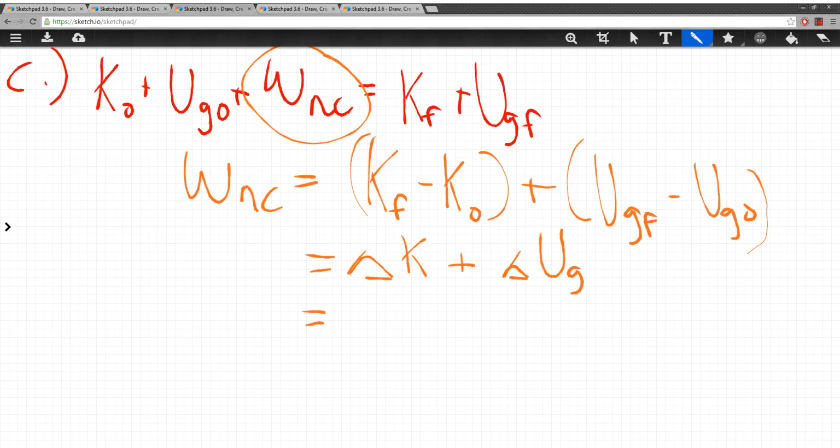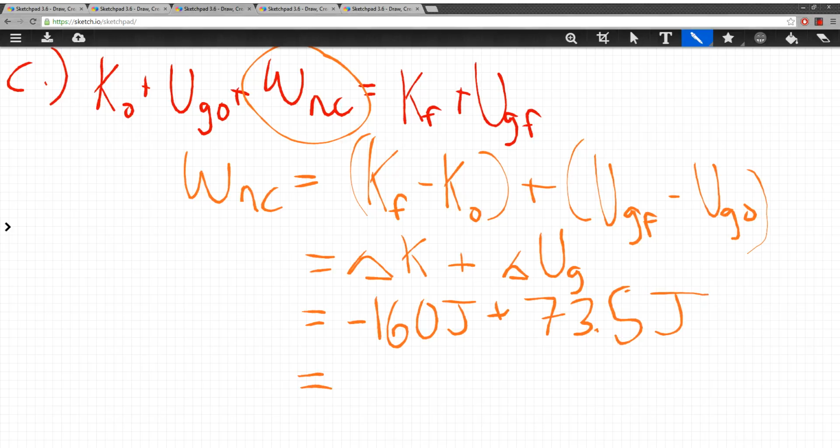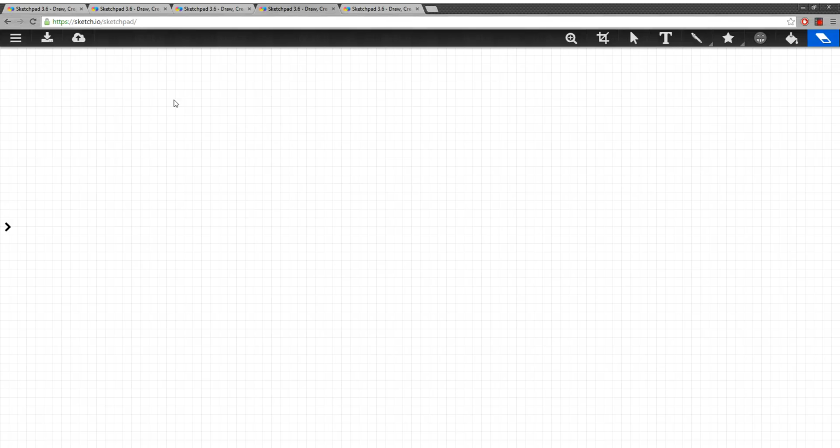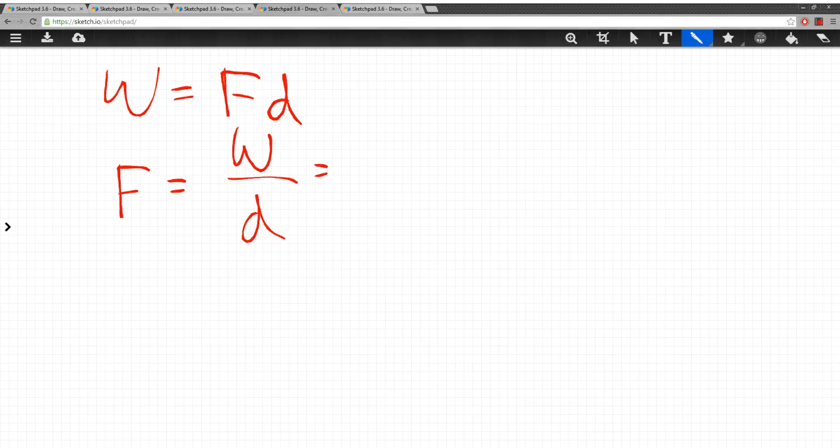And we solved for those both in part A and B of this problem. So the change in kinetic energy was negative 160 joules, and the change in gravitational potential energy was positive 73.5 joules, and that equals negative 86.5 joules. Okay, and so work equals force times distance, and they're asking you to solve for force here, so that would equal work over distance. And then the work we just calculated was negative 86.5 joules, and then the distance the object is traveling is 3 meters up the incline, since we tilt the axis when the object's on an incline.